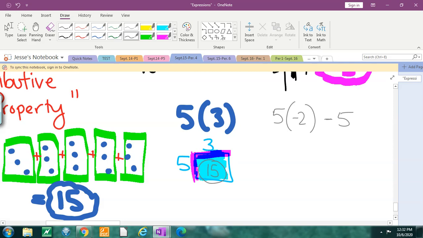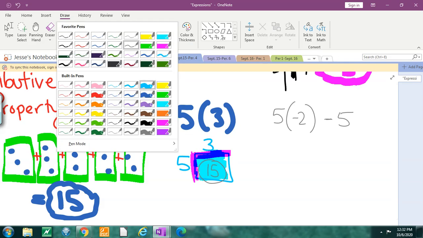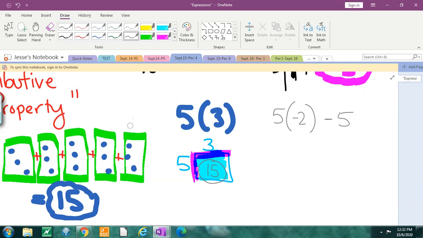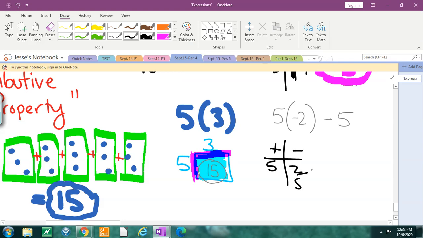So if you have this, you don't treat it like, some of the kids were doing this. They were like, oh, that's your T chart. That's my T chart. So I'm going to put 5, -2, and -5. But that's not correct, because this is not 5 plus -2 minus 5. That's when you do this.